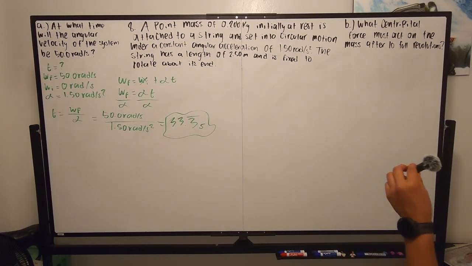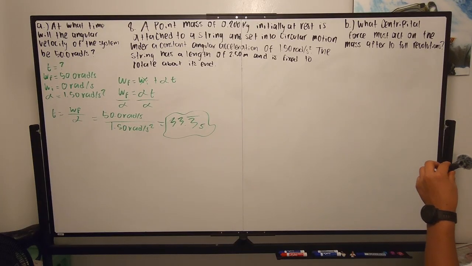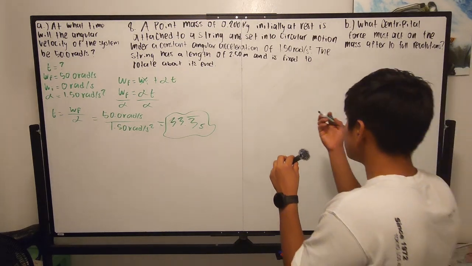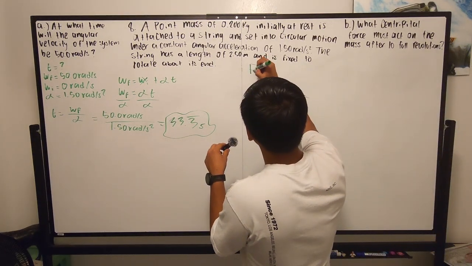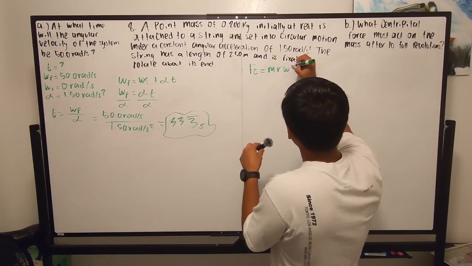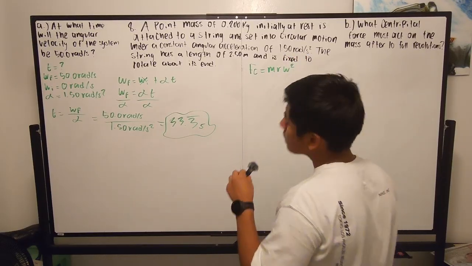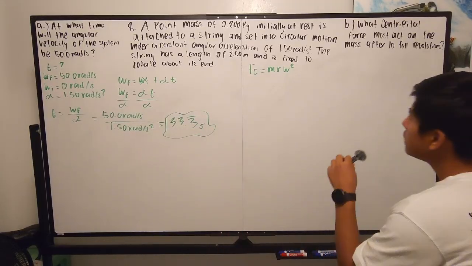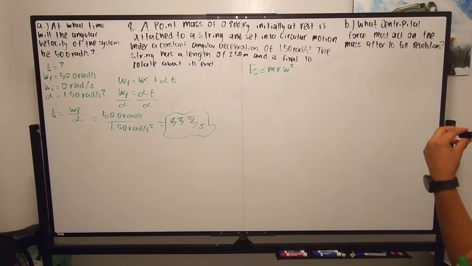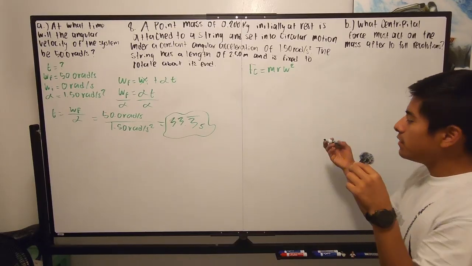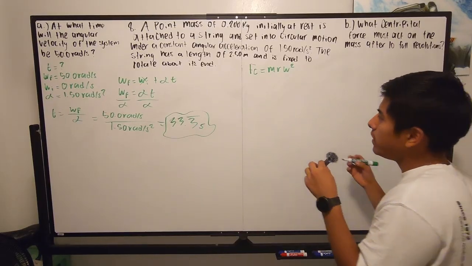The second part is asking what centripetal force must act on the mass after 10 revolutions. So the equation for centripetal force is this one right here: the centripetal force is equal to m r omega squared. So now I'm going to have to solve. Again, this is the equation that I'm going to use, but I'm going to write down everything that I know.